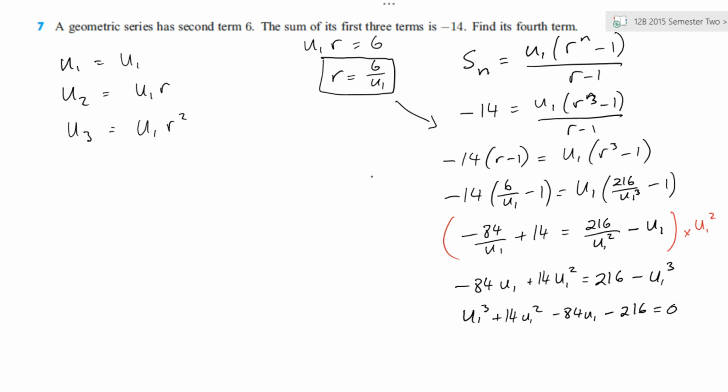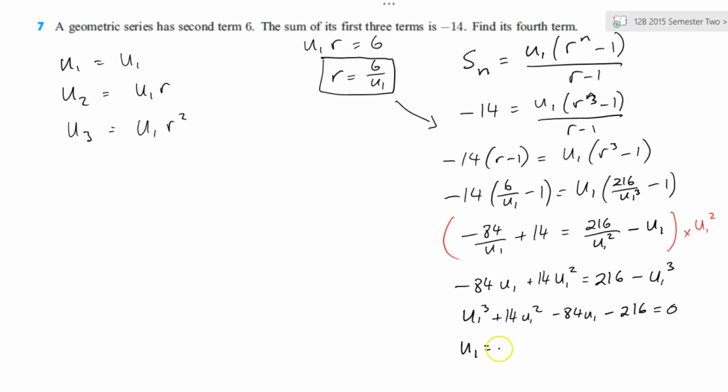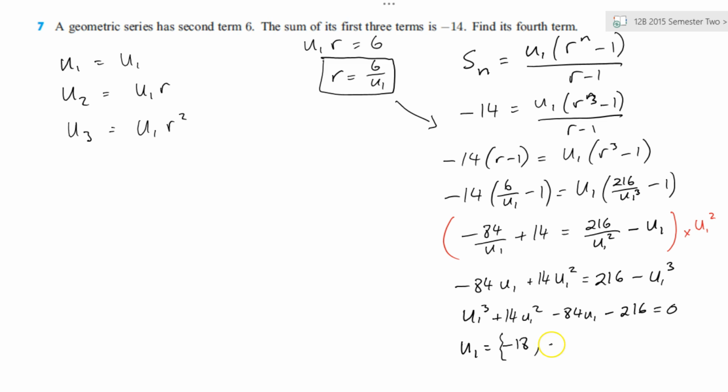So possible values for U1 could be, shift, G-solve. We want the roots. Where did it equal 0? Negative 18. What else could it equal? Negative 2 or 6.